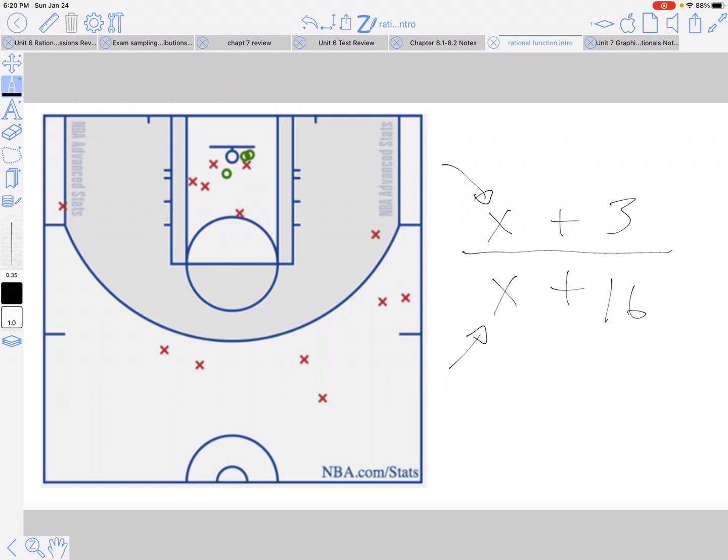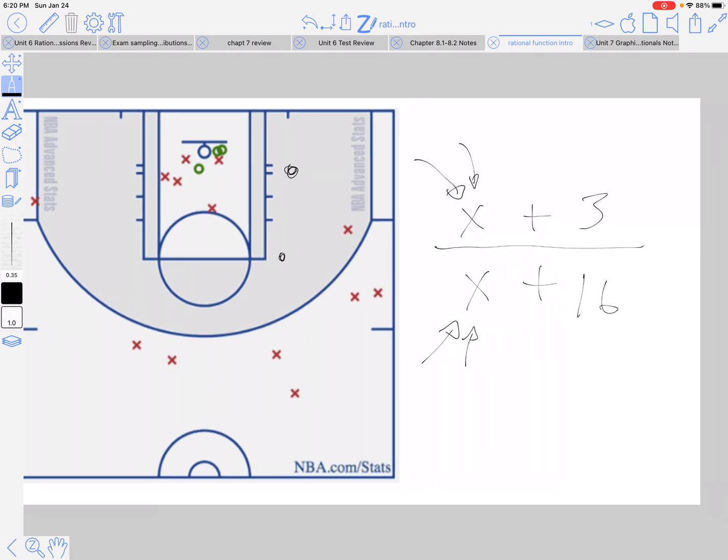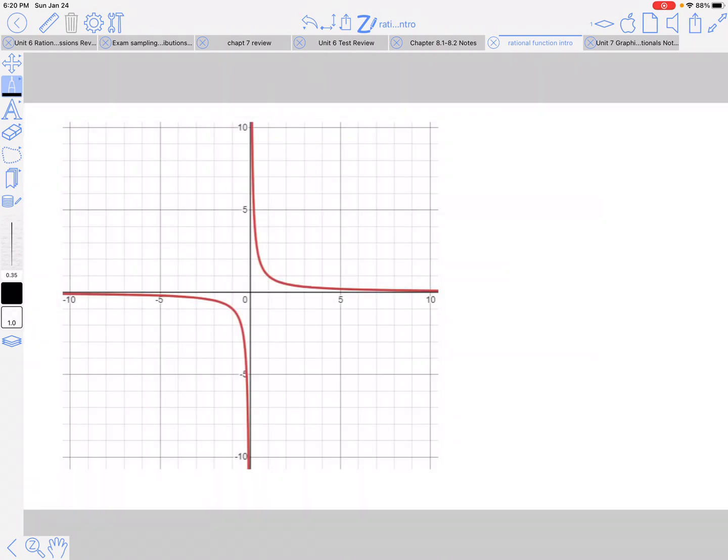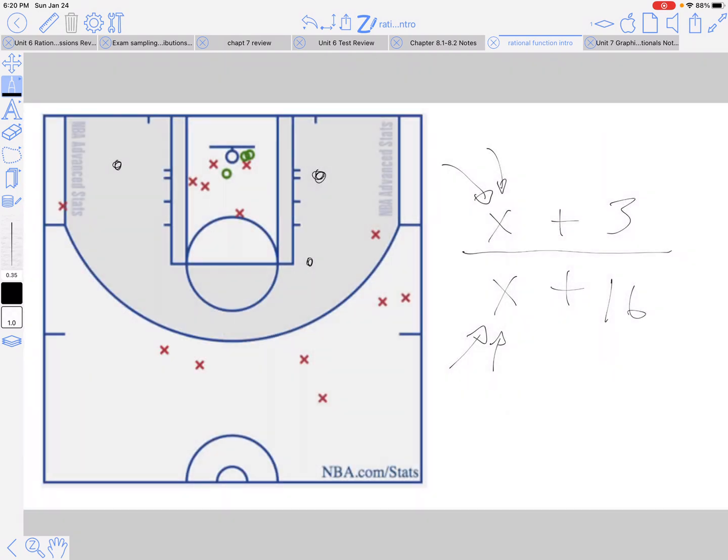So I made 3 out of 16 originally. If I never miss again, so I shoot over here, I make. That would increase by 1, increase by 1. So we'd have 4 over 17, right? I make this one. Now we have 5 over 18, right? So as I increase my x, I'm saying I never miss again, just think, what can I go to? Where will I head? Okay. And this graph would actually look something like this.